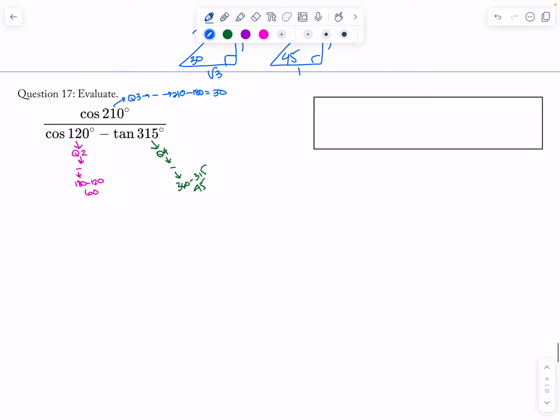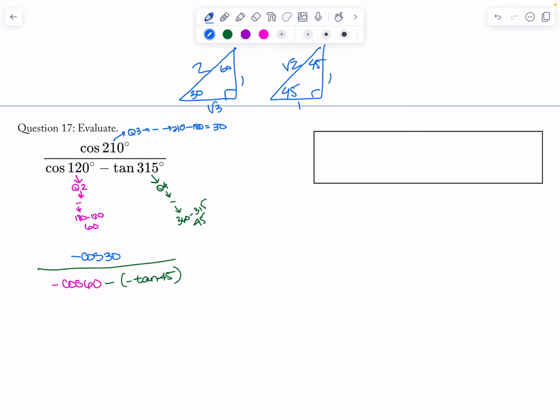So now I have the negative cosine of 30 degrees divided by the negative cosine of 60 degrees, and then minus a minus. It's all messy. Negative tangent of 45 degrees. Okay, so now cosine of 60 is negative a half, so this is negative a half here. Oh, I lied.